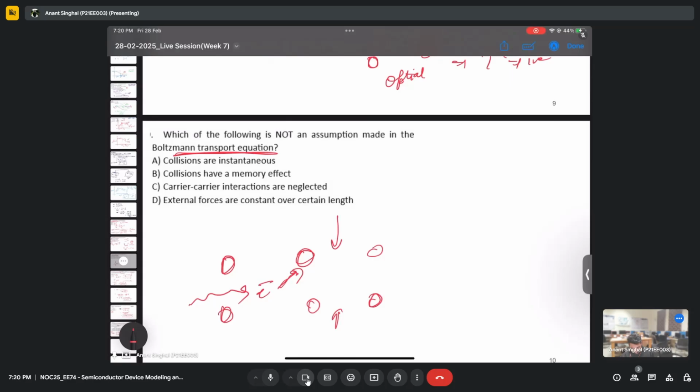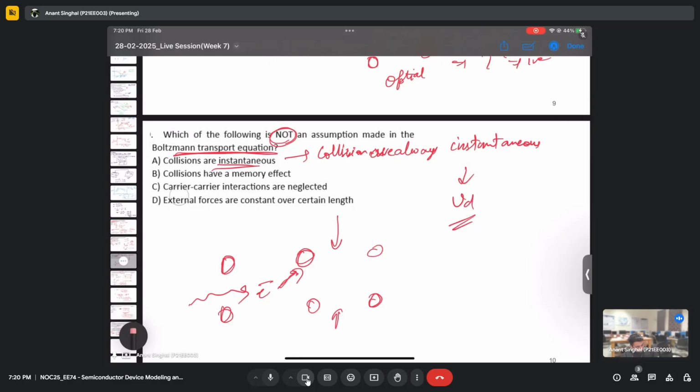Sir, is A, sir. It is asking not. Collision, okay, okay, sir. Collisions are always instantaneous. Okay, okay, sorry. That is why they lead to ultra velocity.